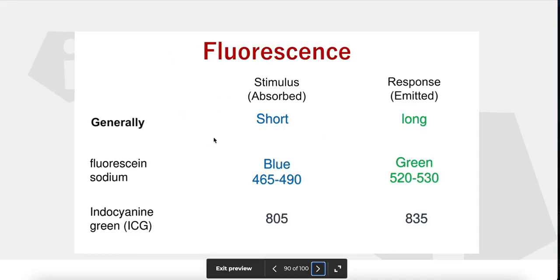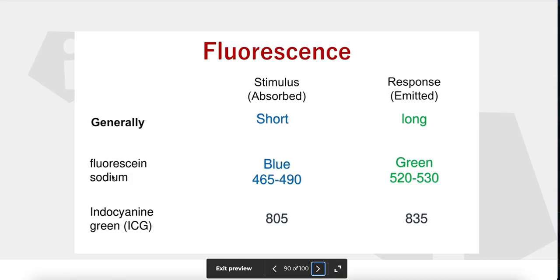So I made this table to make it easier for you to remember. Generally speaking, fluorescence is when the stimulus, or the light that is absorbed, is of shorter wavelength, like the blue. This fluorescent material will emit longer wavelength, like green, and this will stop as long as the stimulus is stopped. So what is the spectrum of the fluorescein sodium?